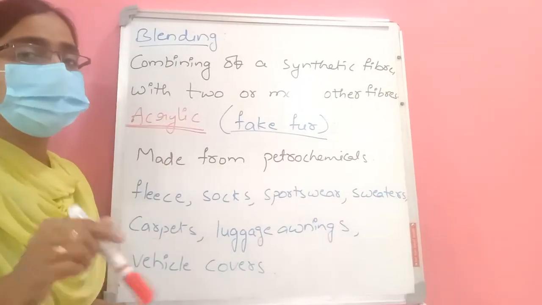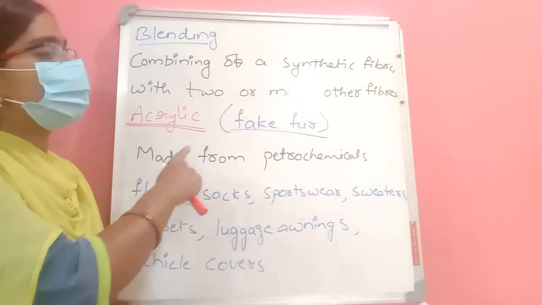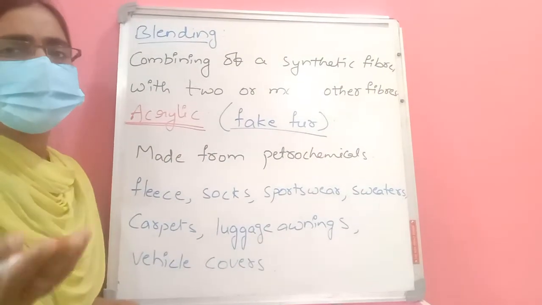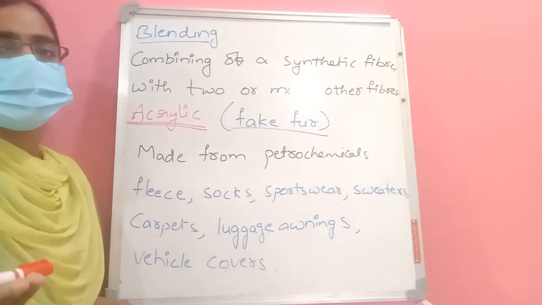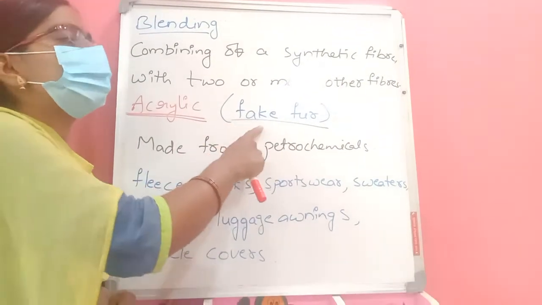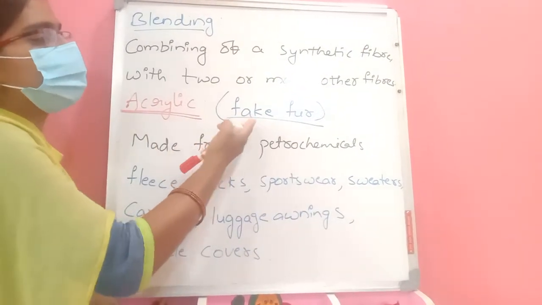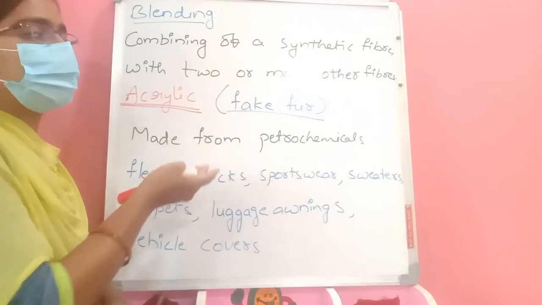Next, one more synthetic fiber is acrylic. Till now we studied nylon and rayon. Now acrylic. Acrylic is fake fur. Fur means wool, fur or fleece. Acrylic is fake fur because it is artificial. It is not actually fur, but artificial fur.